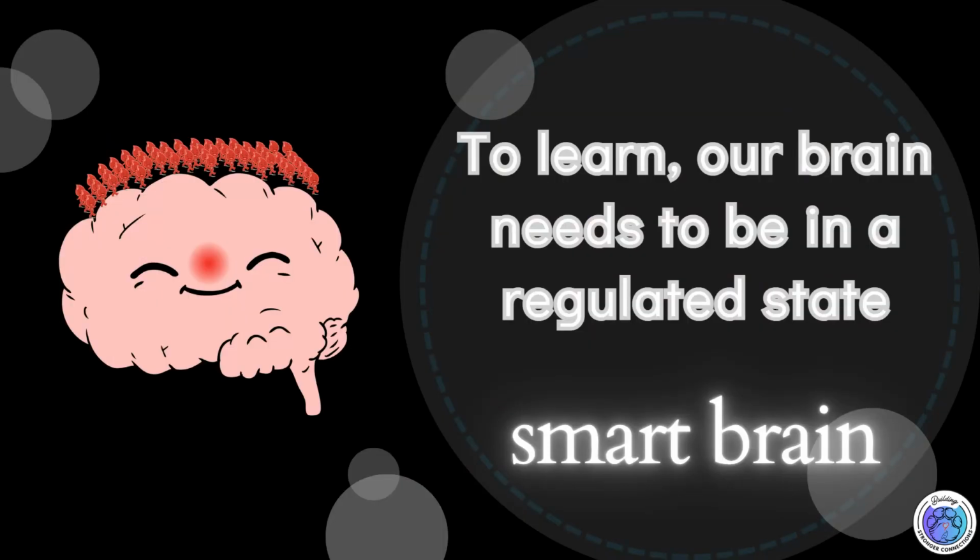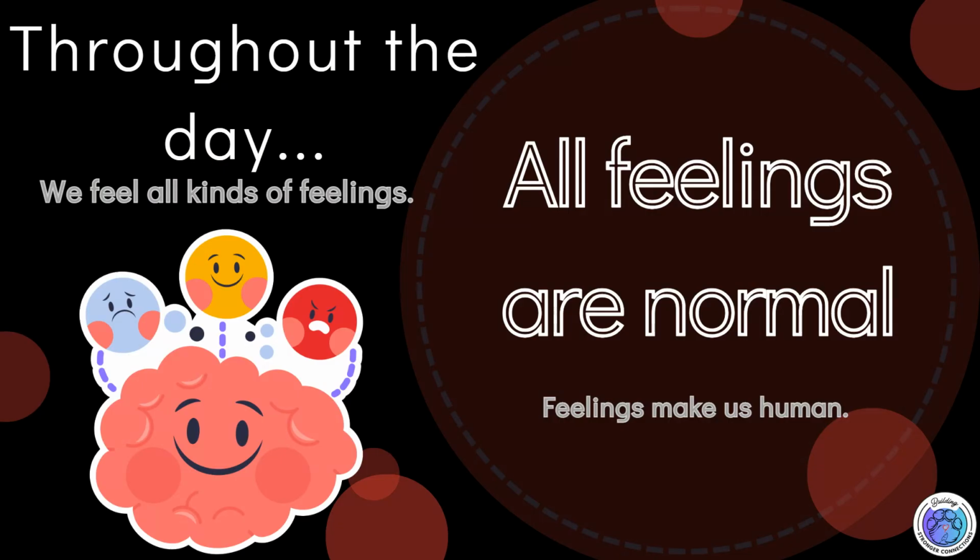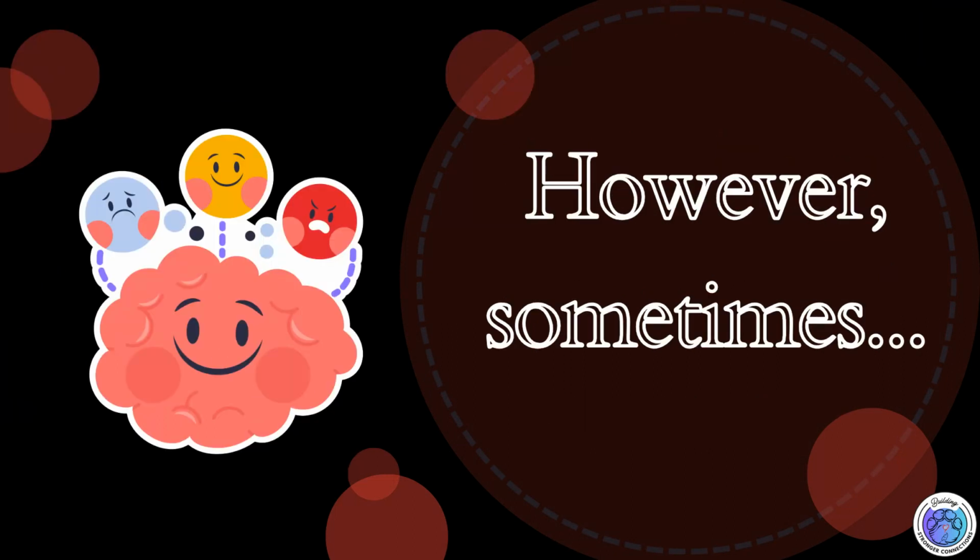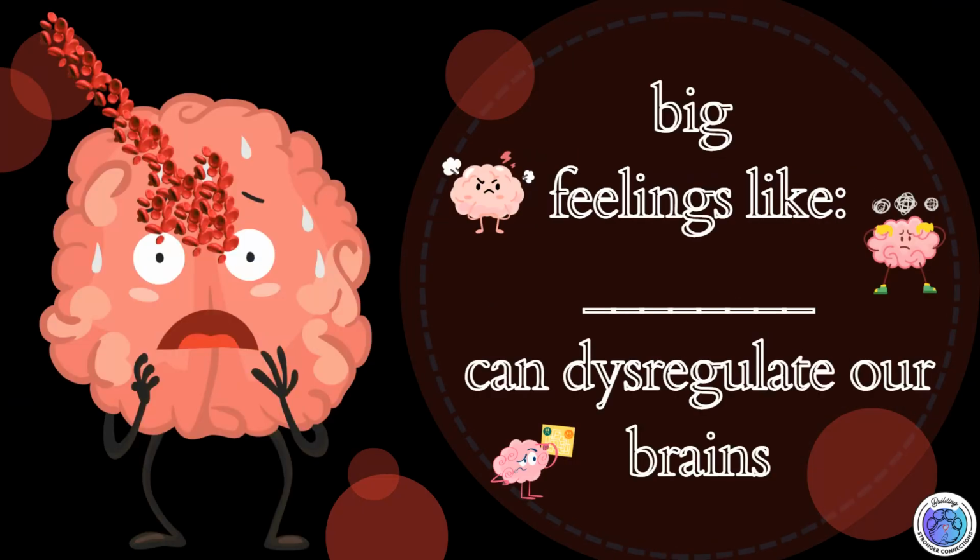In order to learn, our brains need to be in a regulated state, a smart, learning, thinking brain. Remember, throughout the day, we have all kinds of feelings, and that's normal. We're all human. We all have different types of feelings. Sometimes we're going through something with our friends, with our family, with our pets, with our loved ones, with our boyfriend or girlfriend. However, sometimes those feelings that we are having, like anger, sadness, feeling upset, feeling anxious, they can dysregulate our brains.